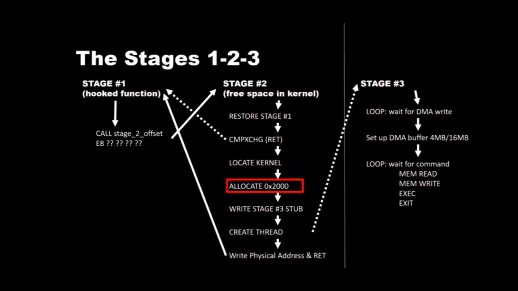The first page we use as a buffer that the PCILeech main control program running on the other computer can use DMA in, in order to communicate with the kernel module that we're going to insert. The second page is the kernel module or the stage 3 code itself. Then we write a small stage 3 stub into the second page, and this is pretty much just a tight loop. And then we create a new kernel thread in that loop.